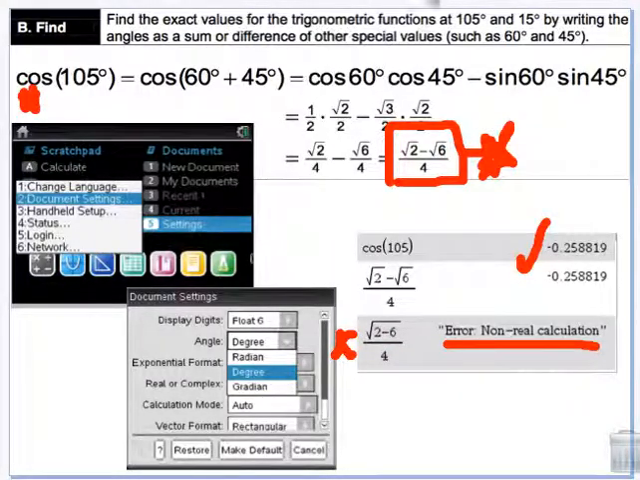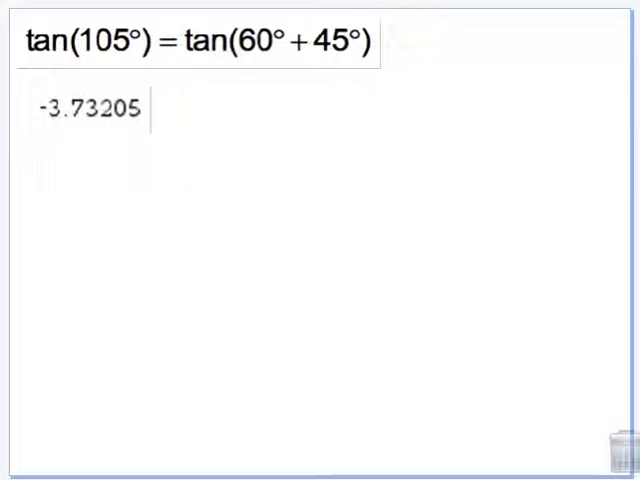All right, so I think this example is in your green notes as well. Let's look at one of the problems on your worksheet. Okay, you have tangent of 105 degrees. If you plug that into the calculator, you get -3.73205. Let's plug in tangent 60 degrees and tangent 45 degrees into our equation.